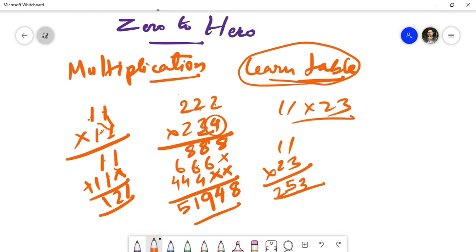Till now, this much only. You multiply this one by yourself in this traditional method. I hope this is clear.